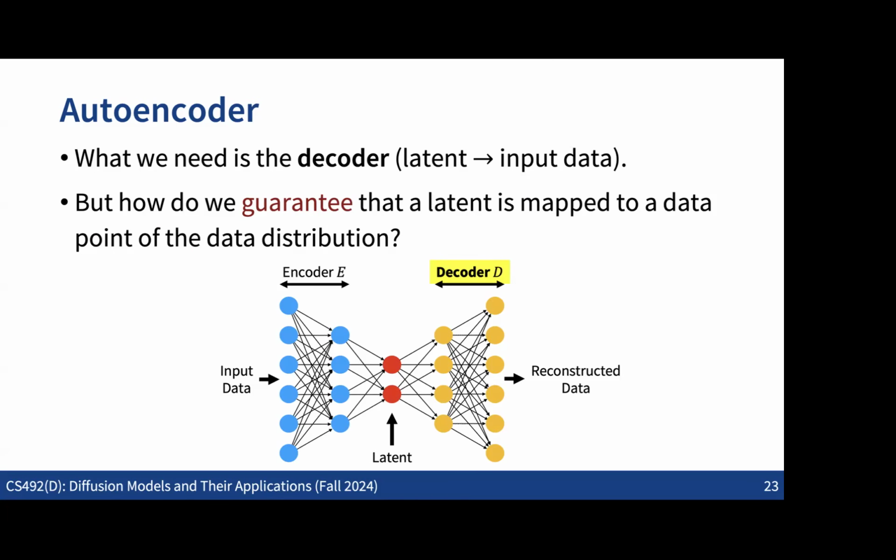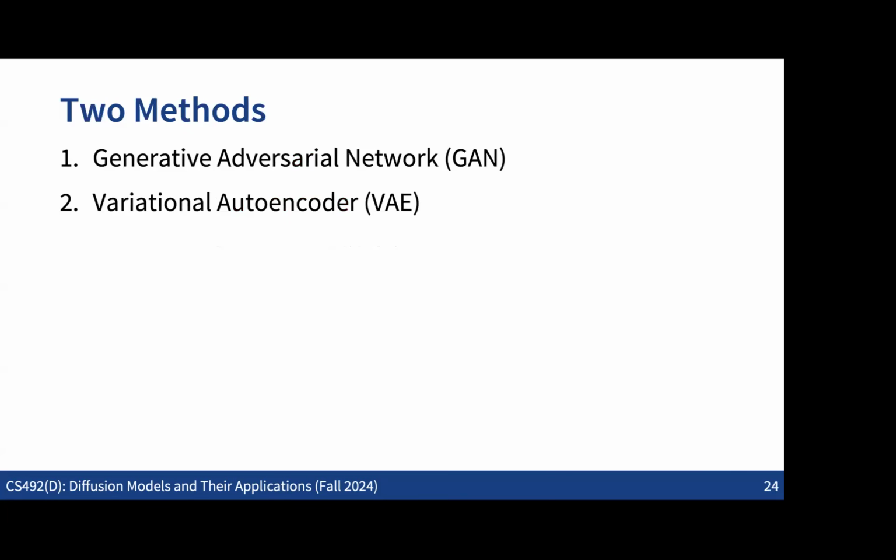Clear? Any questions on this? So how do we solve this problem? For that, we are going to see two basic ideas. One is GAN, and the other one is the VAE.